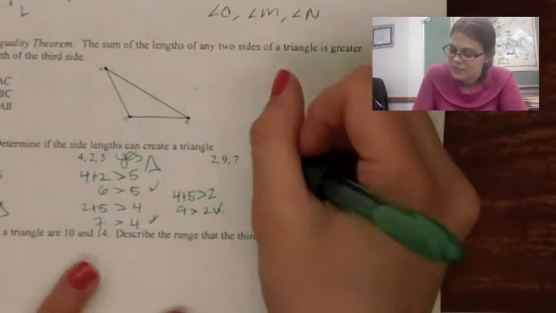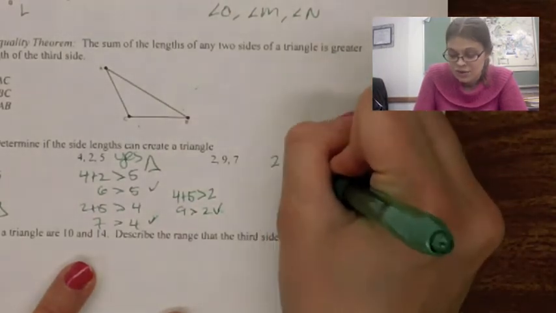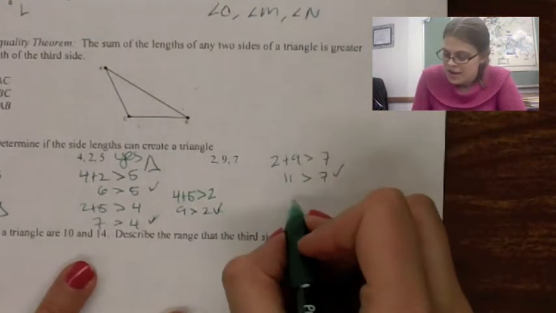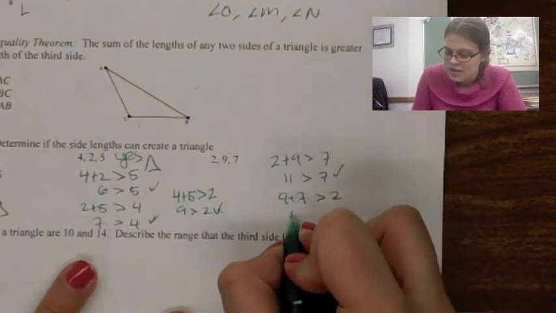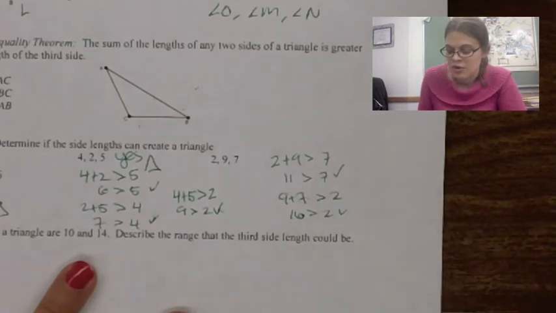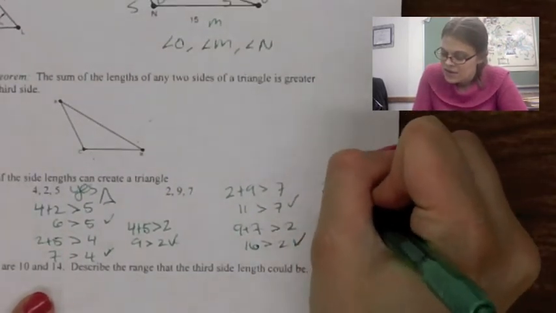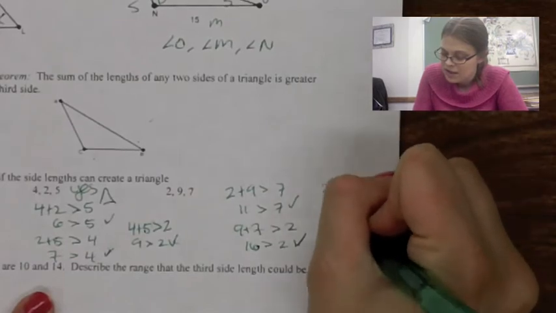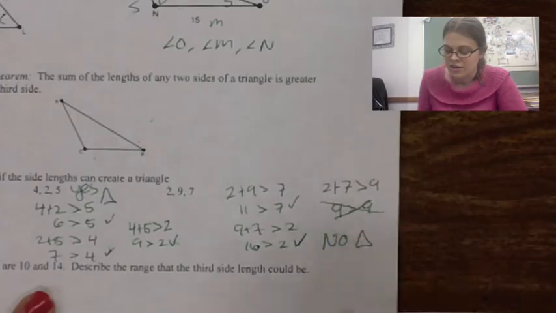Okay, let's see how you did. 2 plus 9 has to be greater than 7. 11 is greater than 7, so I'm okay. Then I have 9 plus 7 has to be greater than 2. That's 16 is greater than 2, so I'm okay there. And then our last one is 2 plus 7 has to be greater than 9. 9 is not greater than 9, so there's no triangle.